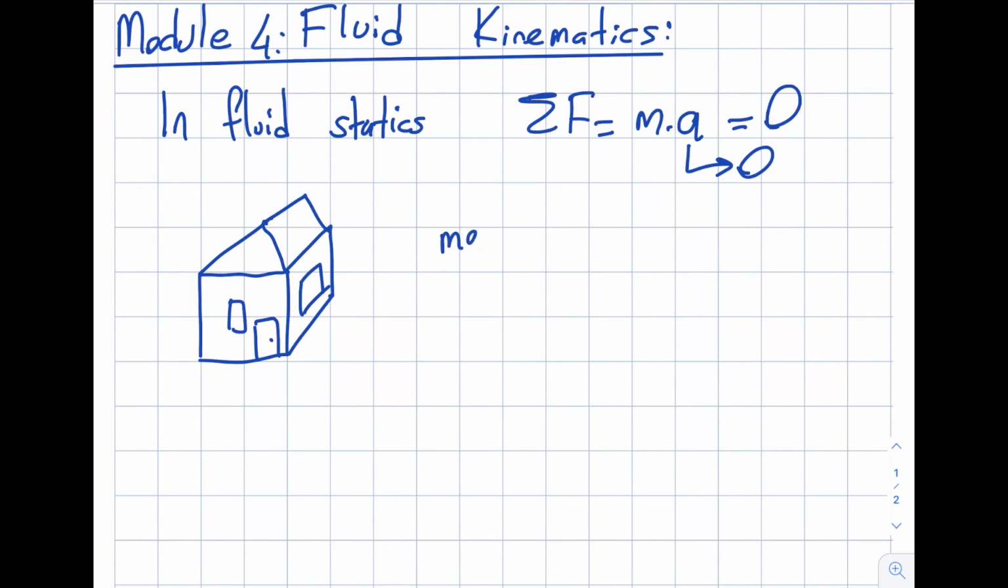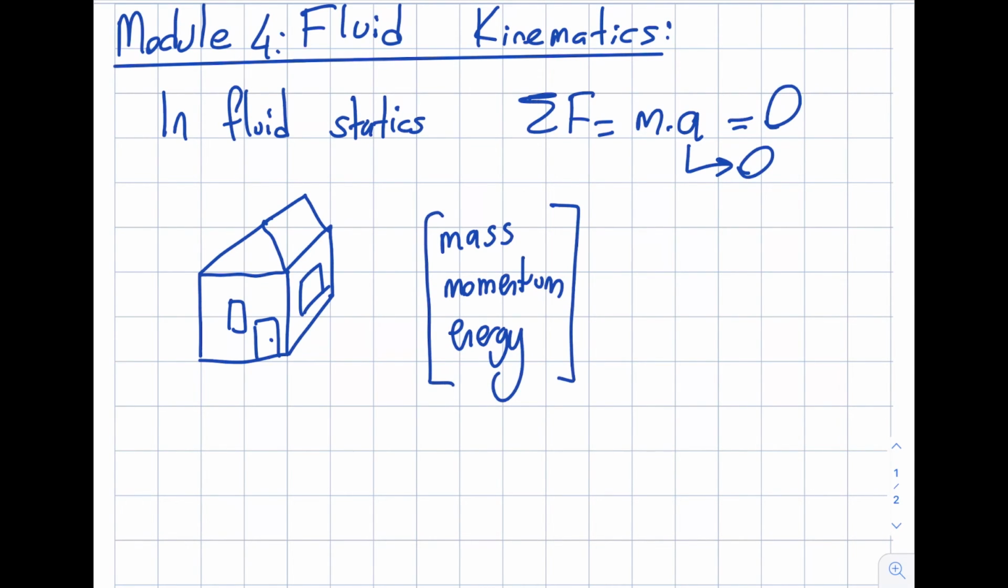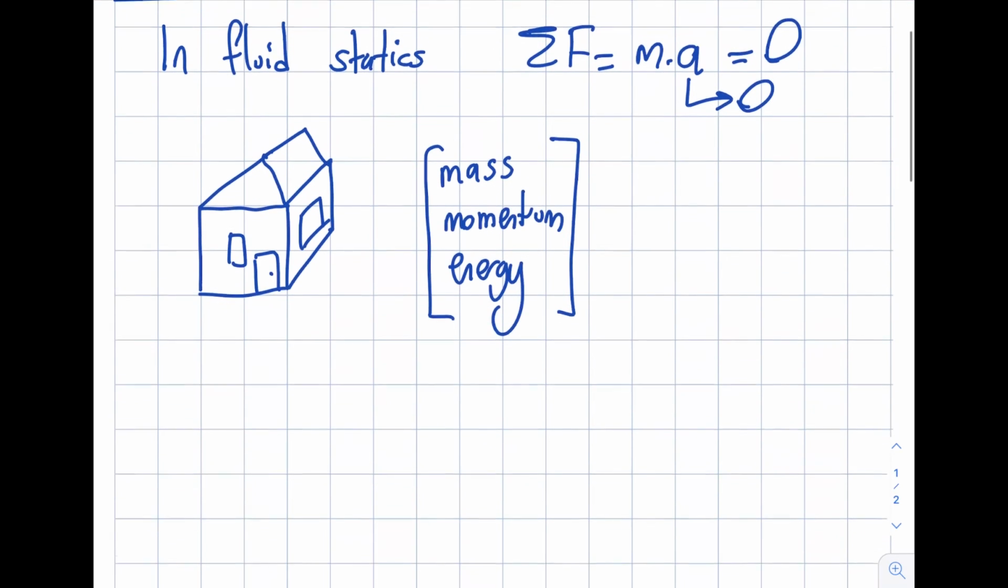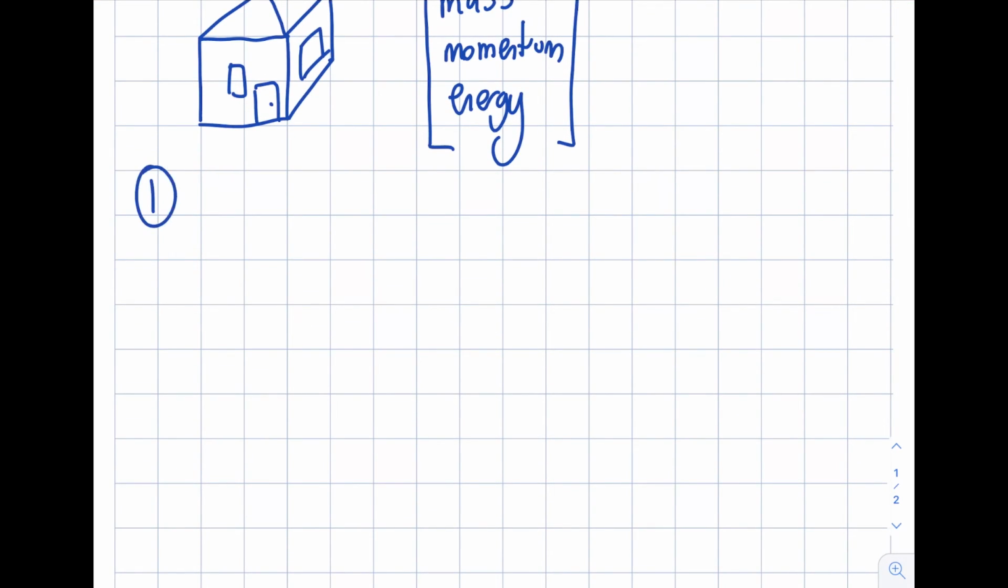So those three things are important: mass, momentum, and energy. I need to analyze these things for my house as some system or control volume. We'll talk about these definitions. I don't want to get ahead of myself too much. So the first thing I want to talk about, actually, is the reference frame.